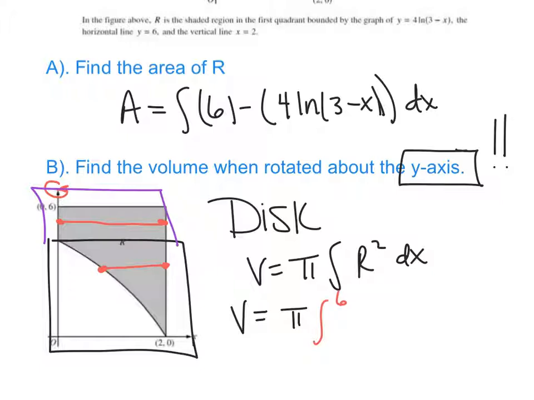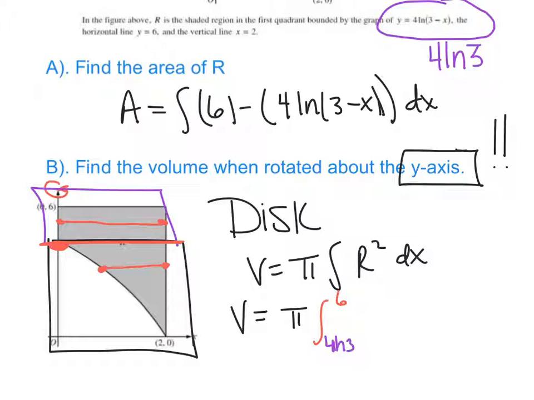Now I've got to figure out how tall this graph is. Well, all I have to do is say, however tall it is at 0 is how tall that function is. So if I go to 0 and I plug that in my equation, y equals 4 ln of 3 minus x, I get 4 ln of 3. So that is how tall that function is there, 4 ln of 3.